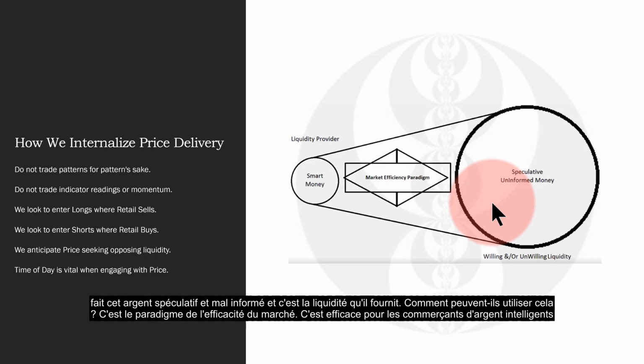And how does that speculative uninformed money and its liquidity that it provides, how can they utilize that? That's the market efficiency paradigm. It's efficient for smart money traders to view the marketplace in that perspective versus technical analysis, the mumbo jumbo things that traders put on their charts.